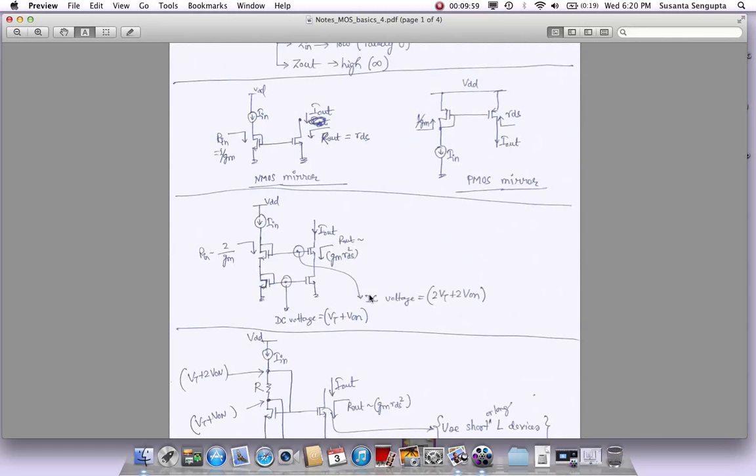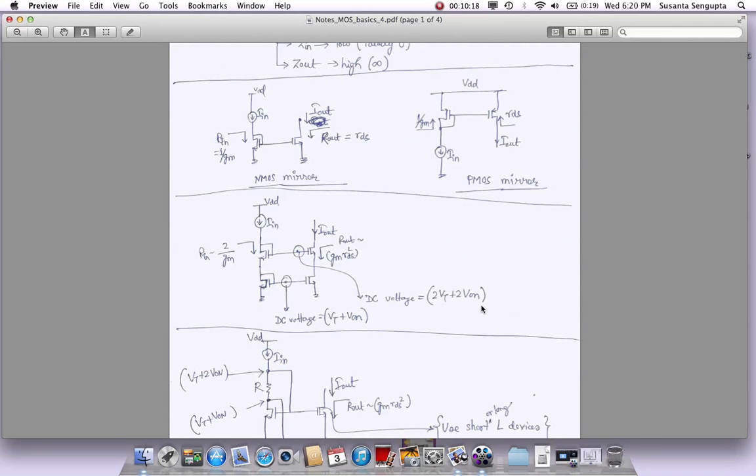So when you put Vt, let's say Vt in submicron technology is almost 500 millivolts. So 2 times Vt is 1 volt. V on is about 200 millivolts. Let's say you design it so that 2 times V on becomes 400 millivolts. So this is 1 volt, 400 millivolts. When you add up, it becomes 1.4 volts.